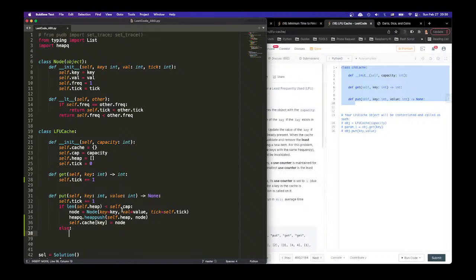So we need to say node_to_remove shall equal heapq.heappop(self.heap). So we pop it out. That's the least recently used. Not only pop it out, but delete it as well. So I say delete self.cache[node_to_remove.key]. So this thing is completely removed.